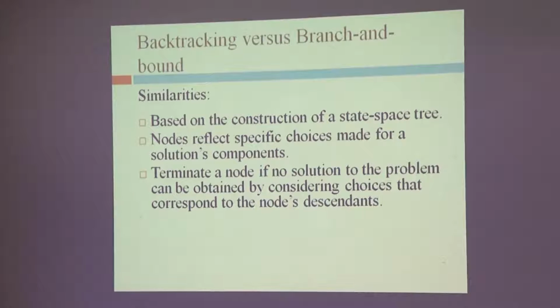Both. For backtracking, we already constructed state space. For branch and bound, we are also going to construct state space. Next point. As before, they reflect the choices made for the solution components, because these are all similarities. Next bullet. This is what we had seen earlier. So pruning, we use the term pruning, so we are not going to consider those choices. So these are the similarities between the two techniques.